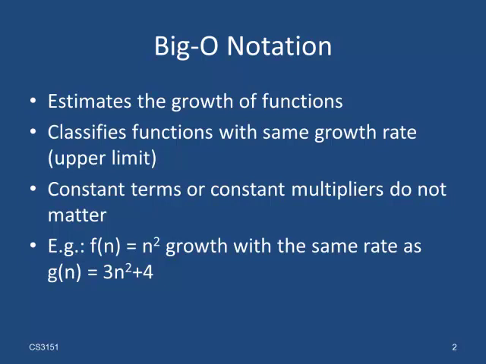To be more exact, the bigO notation gives an upper limit of the growth rate. If you look at the growth rate of a function, then constant terms and constant factors do not matter and can be dropped. For example, the function f of n equal to n squared and g of n equal to 3n squared plus 4 have the same growth rate.